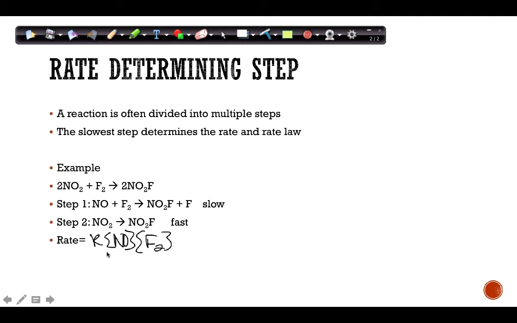So you can only write the rate law from a reaction if you know the mechanism and you know what the slow step is, because the slow step determines how fast that overall reaction goes. So we're just looking at the coefficients to get the exponents here, but we can't do it with the overall reaction because it doesn't show you what the slow step is. So if I were to write the rate law from this, it would be completely wrong.